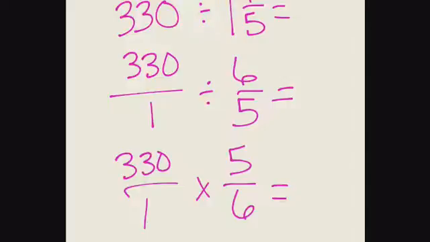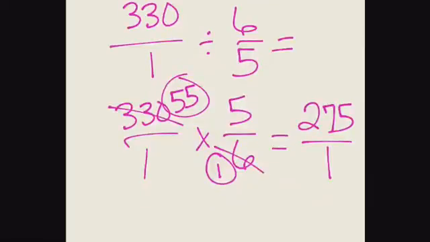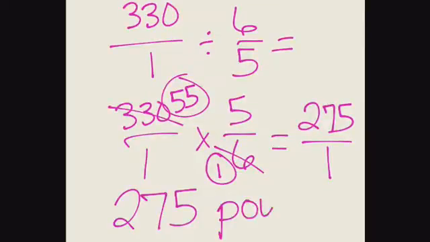Look for any common factors. I'll help you out a little bit here. 330 and 6 are both divisible by 6. 6 divided by 6 is 1. And 330 divided by 6 is 55. Then go ahead and multiply straight across. 55 times 5 is 275. 1 times 1 is 1. So we can say that the female giant panda weighs 275 pounds.